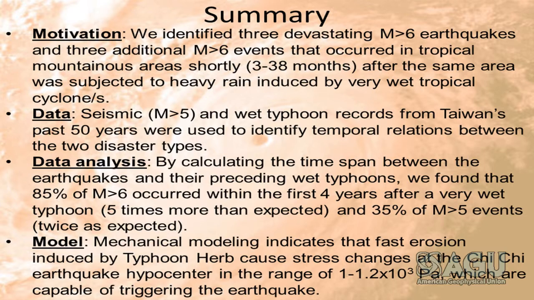And we found that there is some relation between the occurrence of the earthquakes and the occurrence of the wet typhoons. 85% of the magnitude 6 and above earthquakes occurred within the first 4 years after the wet typhoons, which is 5 times the expected, and 35% of the magnitude 5 and above also occurred in the first 4 years. In the model, we used mechanical models to calculate the stress changes after one of the earthquakes, and we saw that there are small stress changes, but apparently big enough to promote the earthquake. Thank you.